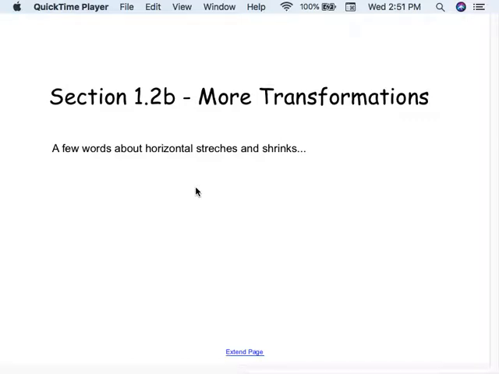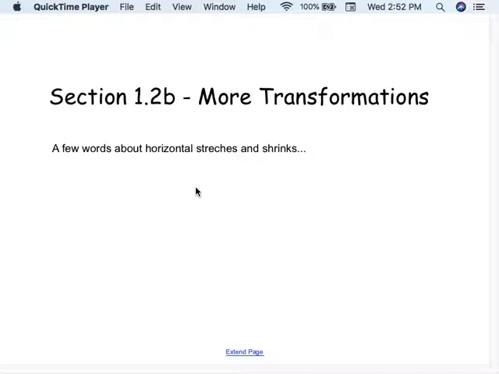Okay, so I'm just going to call today notes 1.2b, more transformations. We had listed all the transformations yesterday in our notes and function notation, but we just briefly talked about the stretches and shrinks, and I said I would say more about that tomorrow. So, vertical stretches and shrinks are actually pretty straightforward.